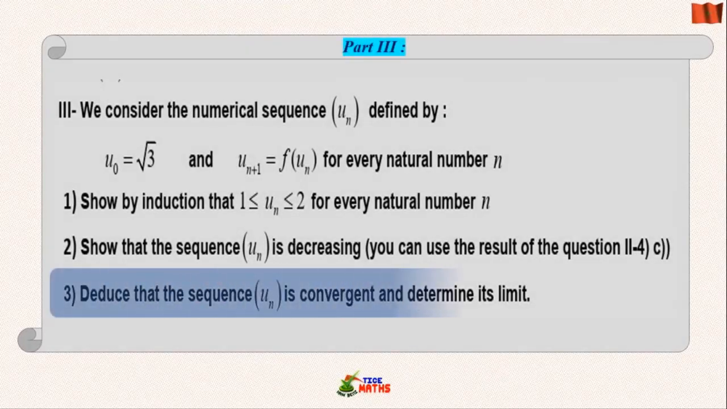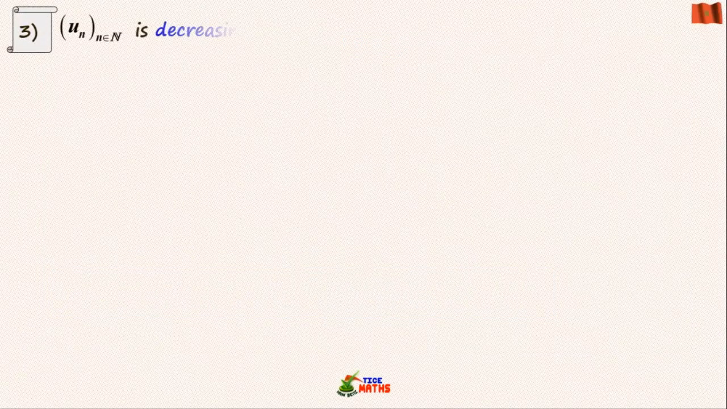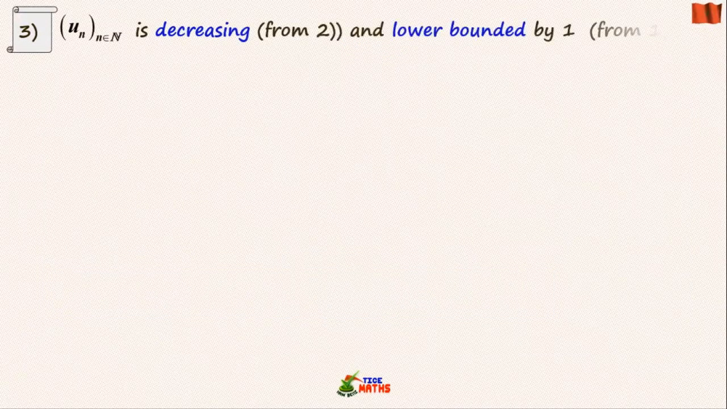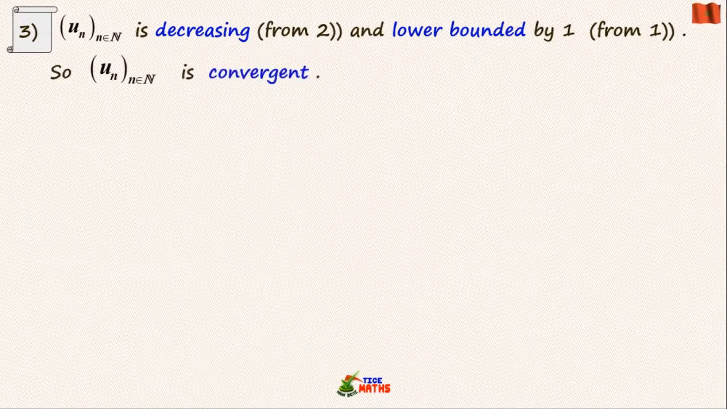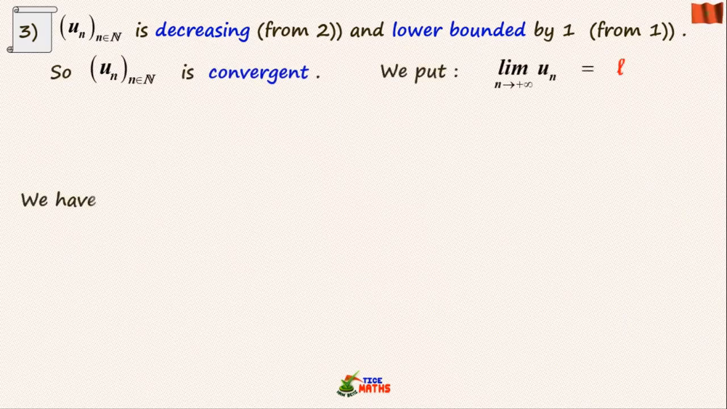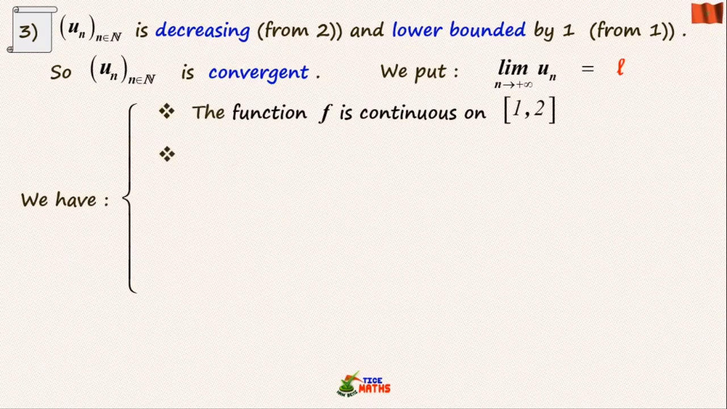In question 3, the sequence (un) is convergent because it is decreasing from the previous question, and it is also bounded below by 1 from question 1 part 3. Thusly, its limit L exists and it is finite. To find the value of L, we have firstly to check the 5 usual conditions.